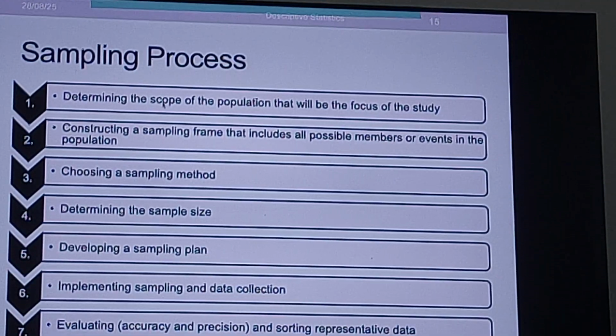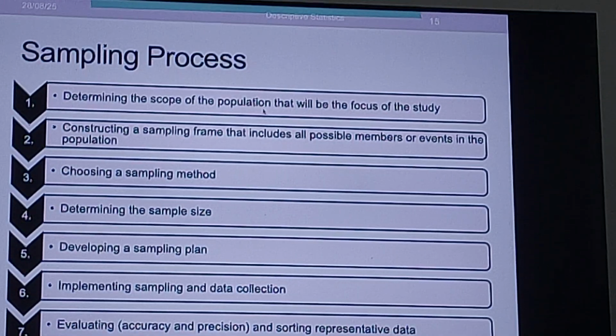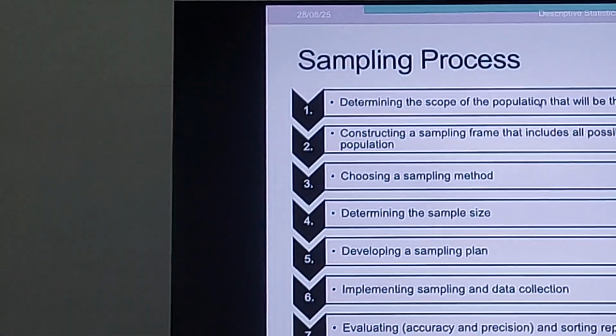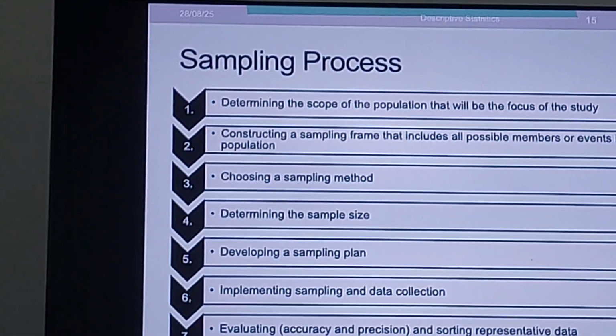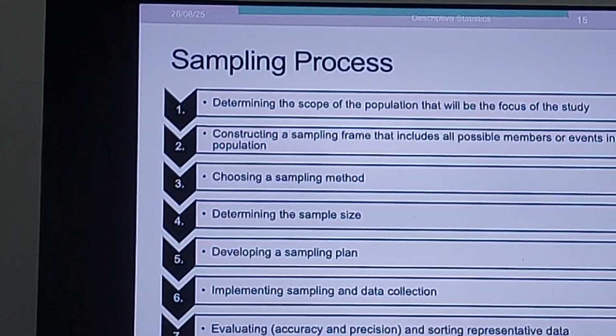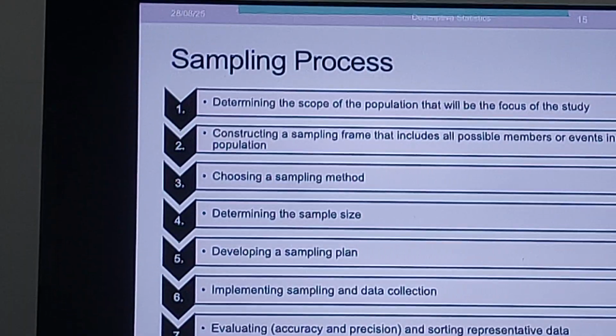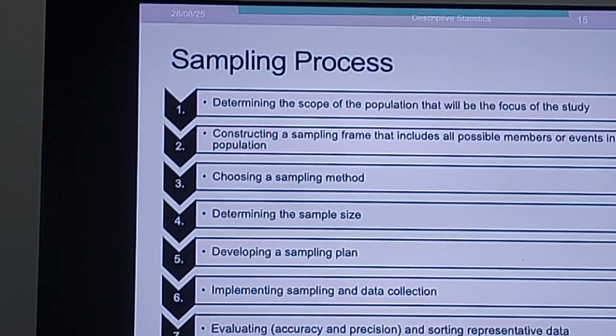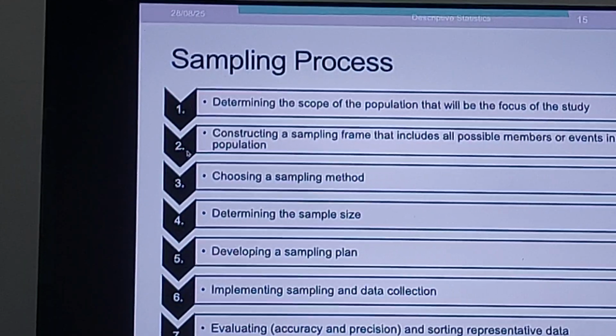So, is it important to determine the scope of the population? Let's say we have two researches with different scopes of population. The first research mentioned that the population is the students in Universitas Brawijaya. The second research mentioned that the population is only industrial engineering students, the active industrial engineering students. So, when we try the second step, constructing a sampling frame.